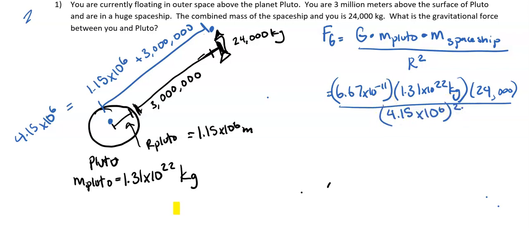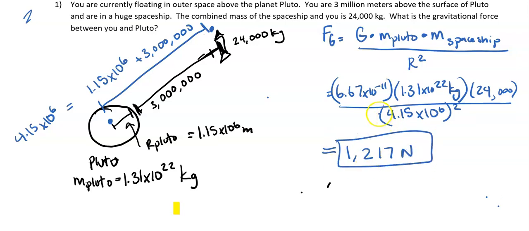Squared. Cool. And when I plug that into my calculator, I'm getting 1,217 newtons. And again, we might get slightly different because of units. One little thing, make sure when you're plugging things in the calculator, you have parentheses around the whole darn thing. It's so easy to make a silly mistake when you do that. So make sure you have parentheses around each thing. It just makes your life a lot easier and it helps avoid silly mistakes.